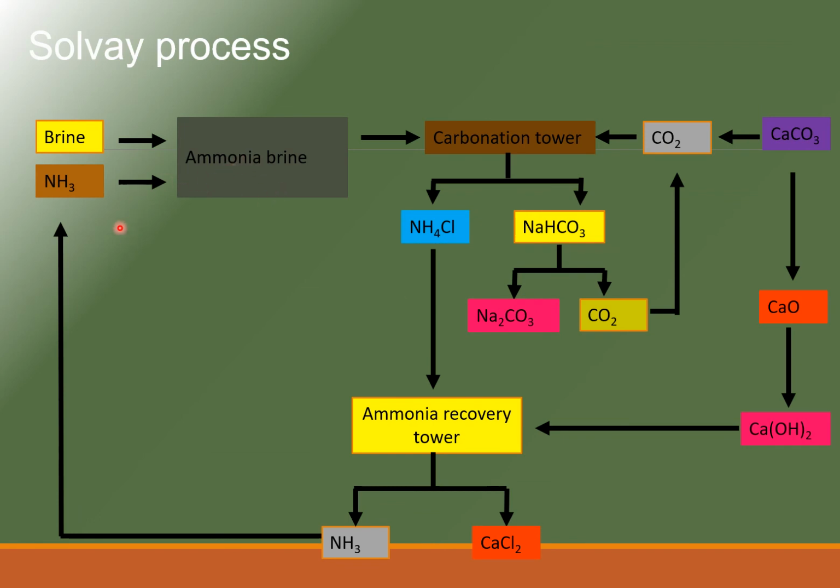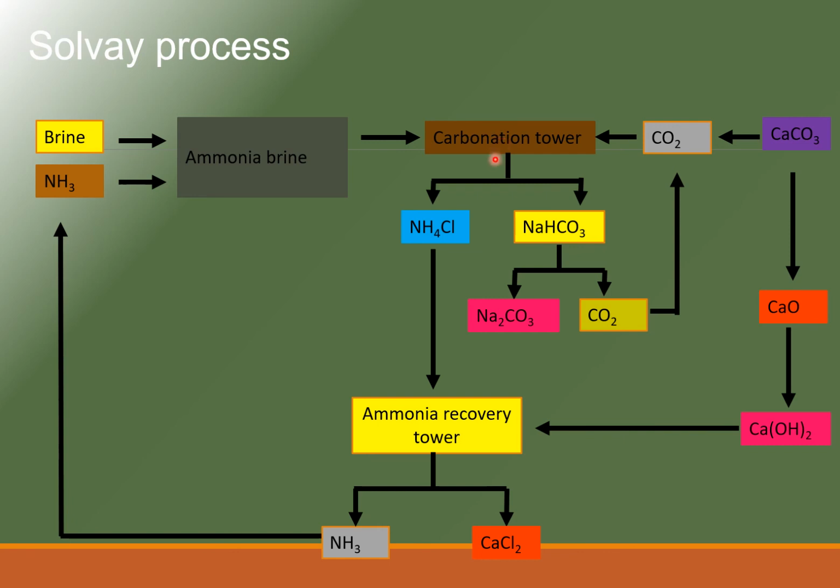Now look at the flowsheet diagram of the Solvay process. In this process, we manufacture sodium carbonate. These three raw materials are used. Number one is brine, number two is ammonia, and number three is limestone, or we can say calcium carbonate. In this process, the first step is the preparation of the ammoniacal brine. Ammoniacal brine is prepared when we pass or dissolve ammonia into the brine. After the preparation of the ammoniacal brine, this brine is fed into the carbonating tower.